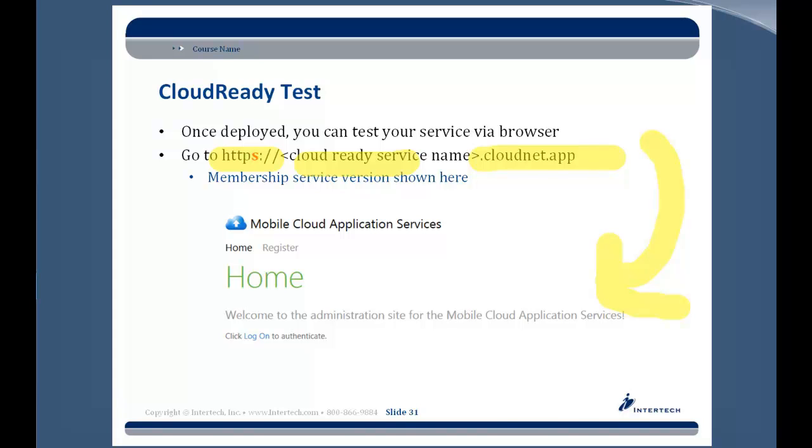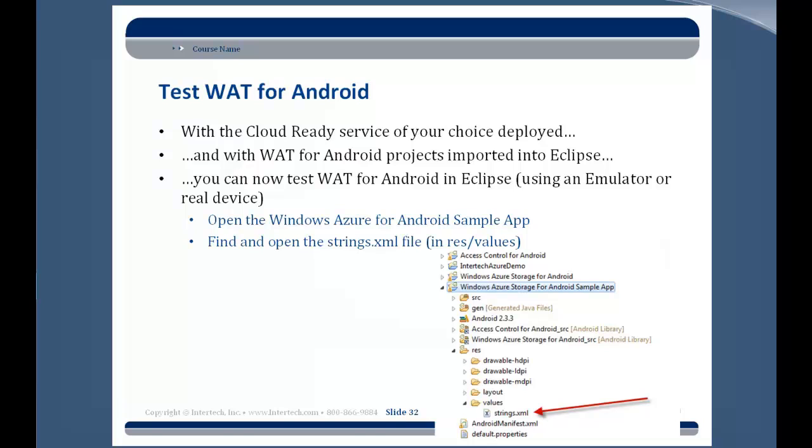Once you've got the CloudReady service up and running, and once you've downloaded and gotten the Windows Azure for Android toolkit up and running, now you're ready to test things out. Thankfully, Microsoft has provided a sample application that actually allows you to do this. The sample application will go through things like looking at your table storage, looking at your queue storage, and all the rest. We'll see that here in just a second. It's a marvelous application to make sure that everything is up and running correctly, and it also provides good sample code, which you can use as a basis for developing your Android apps.